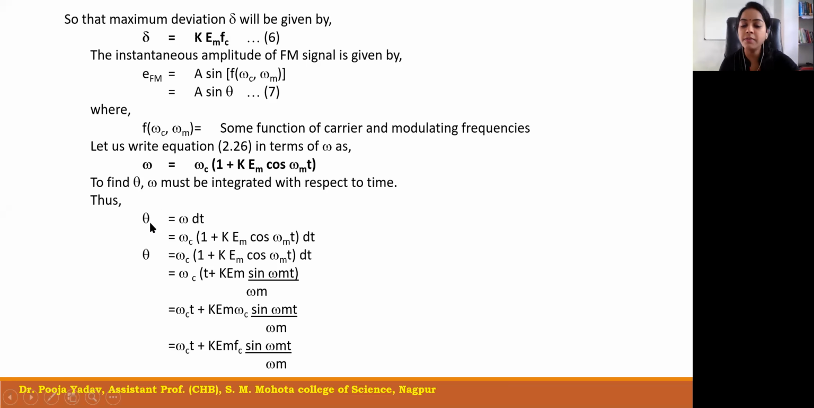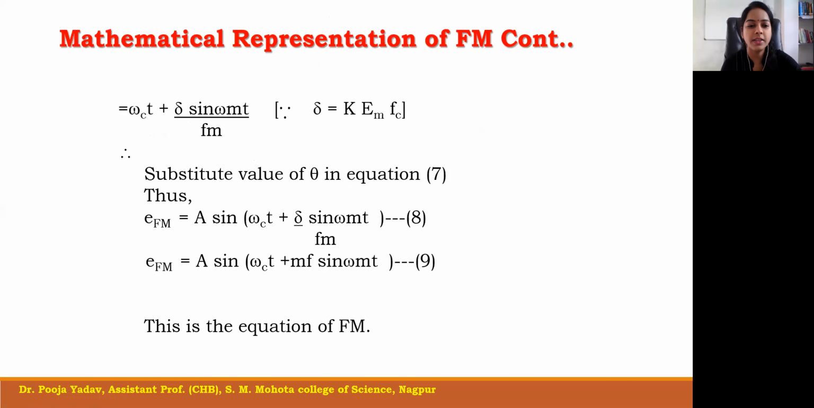So this is nothing but omega dt. Now what is omega dt? You put the value of omega that we got in the upper equation. So we have put this in this equation. After deriving this, you will get the output equation as omega ct plus delta sine of omega mt divided by fm, since delta is equal to k of em into fc. This we have already derived. Delta we have already derived.